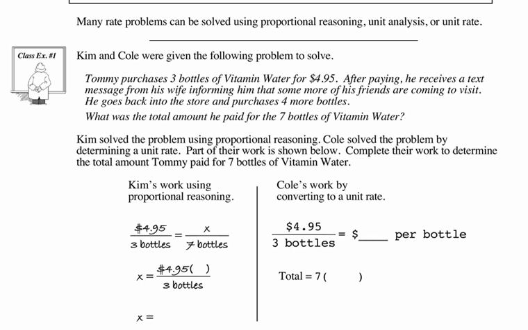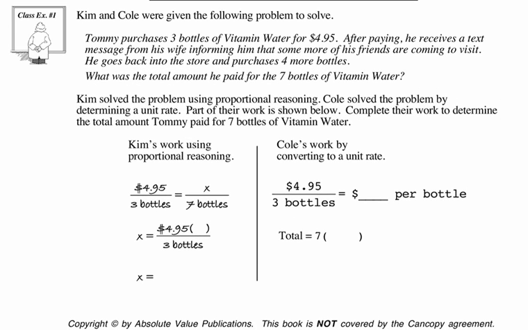Kim solved, so this is Kim's work. You could see she used proportional reasoning, right? One fraction equal to another. Cole solved the problem by figuring out the unit rate and then multiplying it by the number of bottles. So let's complete their work.